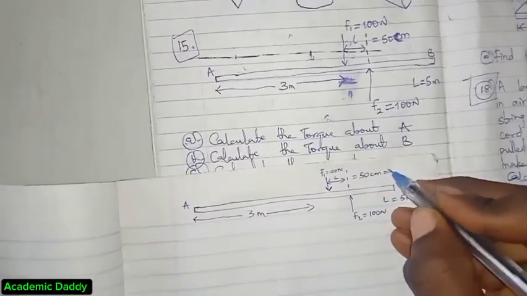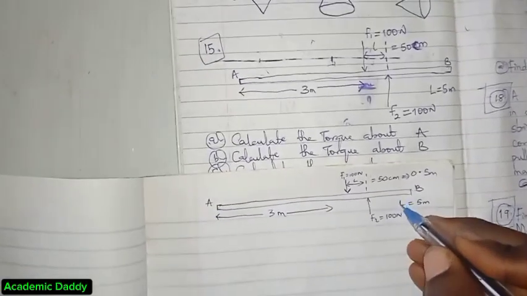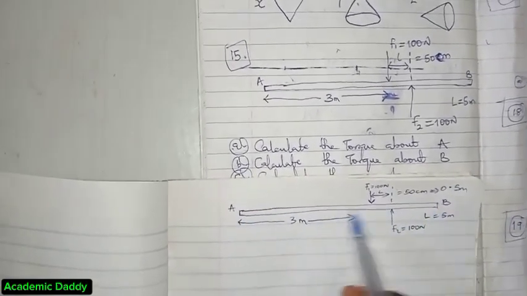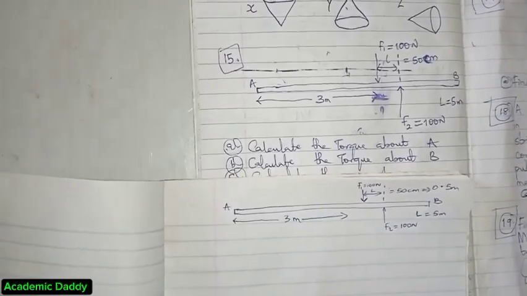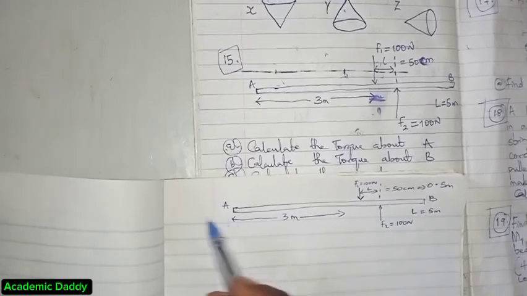I've drawn it. So this one is the same thing as saying 0.5 meter. So the length is 5 meters. That is, they are saying that we should take the total length of this to be 5 meters. That's what they are saying. Total length, we should take it to be 5 meters.